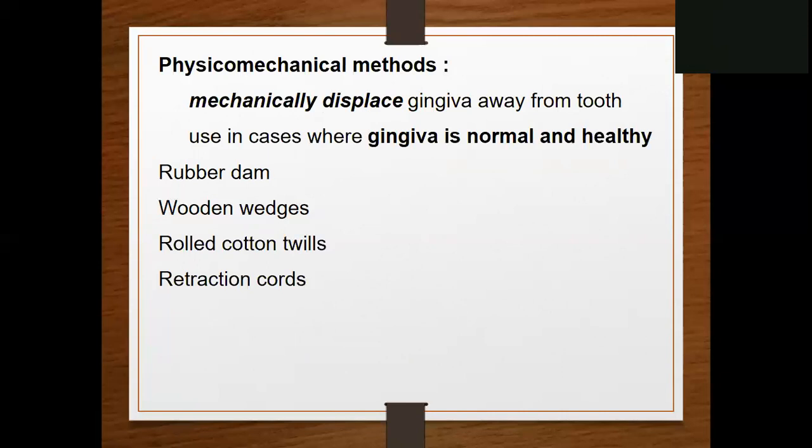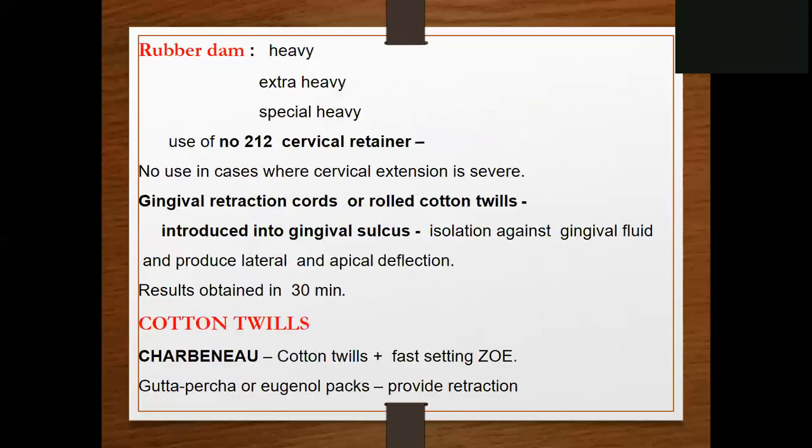The first one is the physico-mechanical method. In this, we mechanically displace the gingiva away from the tooth, for which we use the rubber dam, wooden wedges, cotton rolls, and also the retraction cord. For this to be done, the gingiva should be normal and healthy. The physico-mechanical method using rubber dam, wooden wedge, cotton, and retraction cord can be done only if the gingiva is normal and healthy.